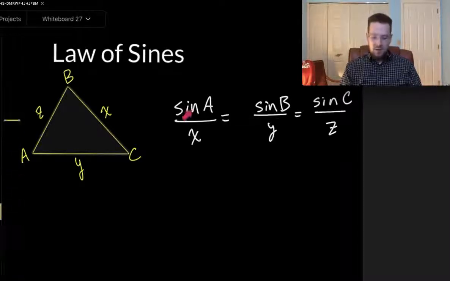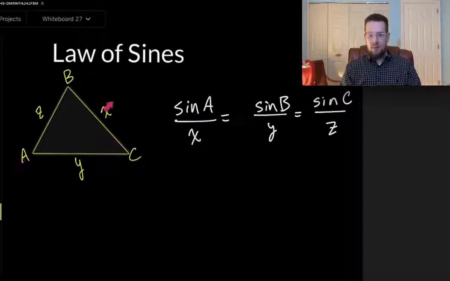Notice that the proportion is the sine of the angle divided by its opposite side. Sine of B divided by its opposite side, right? Sine B divided by Y. Sine C, sine of the angle. This is an angle measurement divided by the opposite side. That's what it's looking at here.